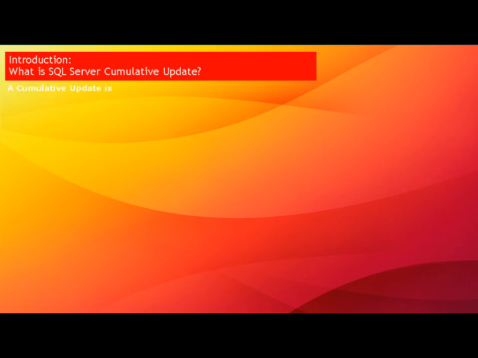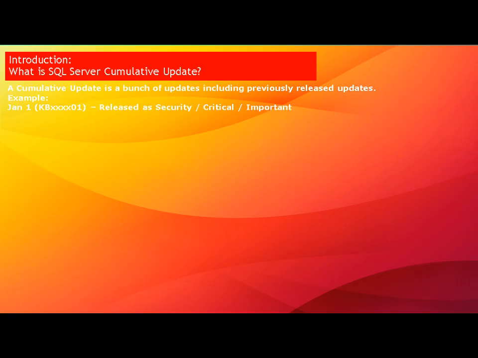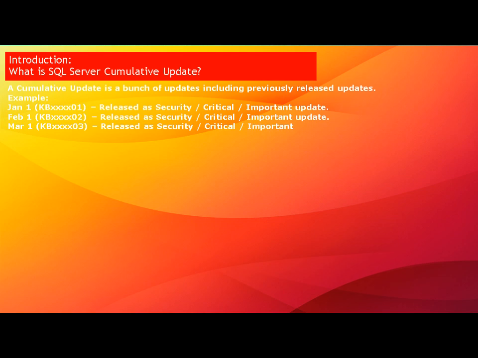A community update is a bunch of updates including the previously released updates. Now what does that mean? Let's say, for example, on January 1st Microsoft has released one KB, let's say KB1, as a security critical or important update. The criteria can be anything. On February 1 it has released KB number 2, the same as a security critical or important update. On March 1 it has released KB number 3, the same as a security critical and important update. So up to now they have released three updates.